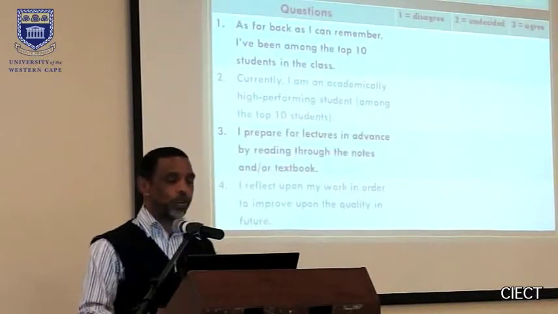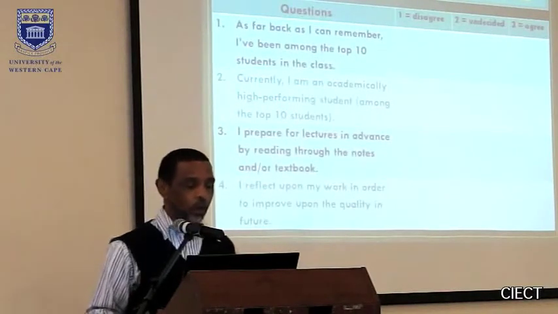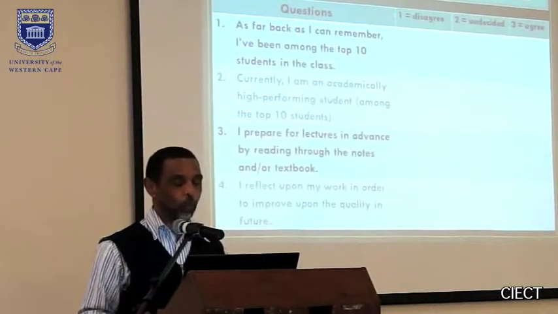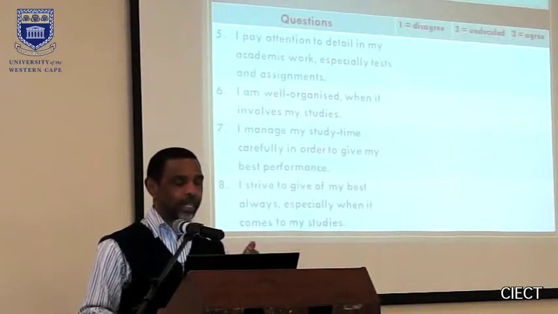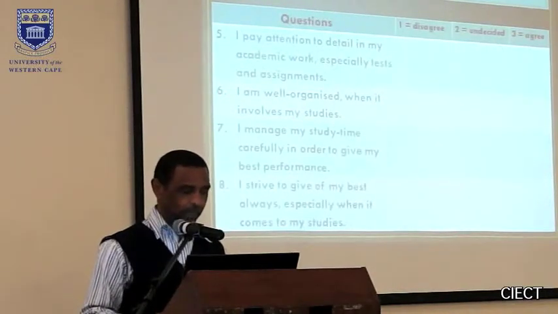The questions were in 5 categories. The first category dealt with academic background and performance. I'm not going to go through all of them, but for instance, the first one is, as far back as I can remember, I've been among the top 10 students in the class. 1 if you disagree, 2 if you were undecided, and 3 if you agree with the statement. There were other questions as well. The second group was my personal work ethic. For example, I pay attention to detail in my academic work, especially tests and assignments, and the other questions as well.